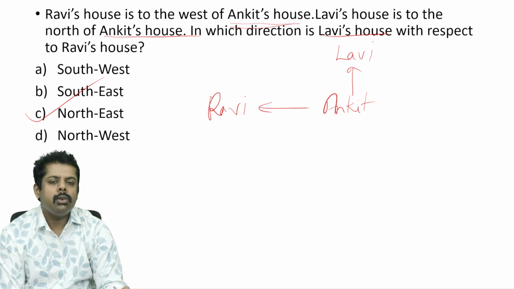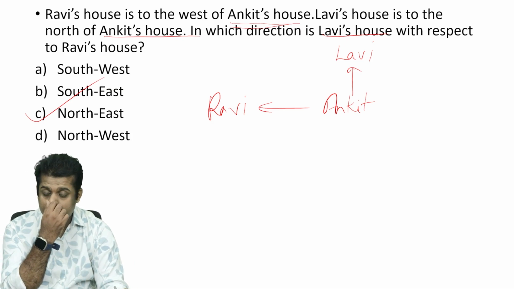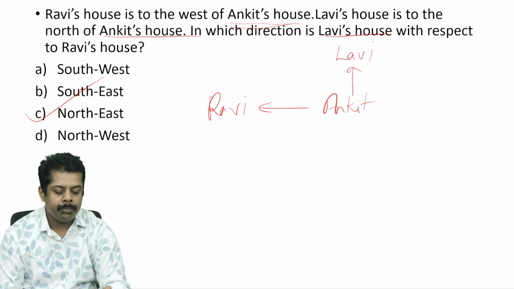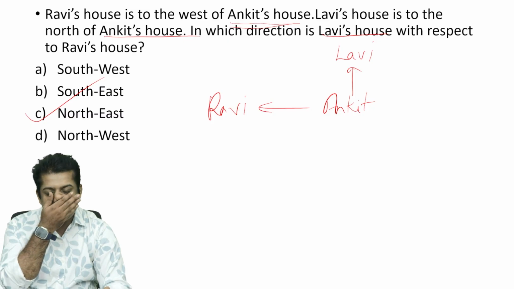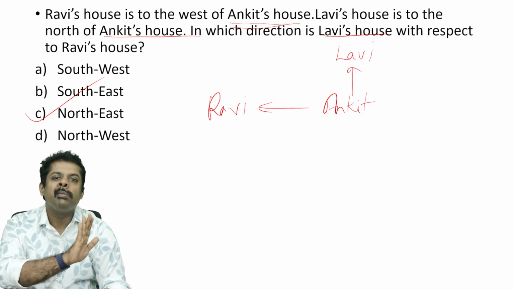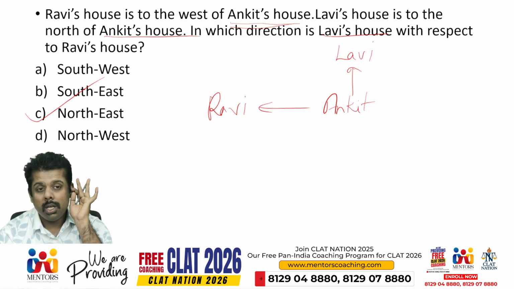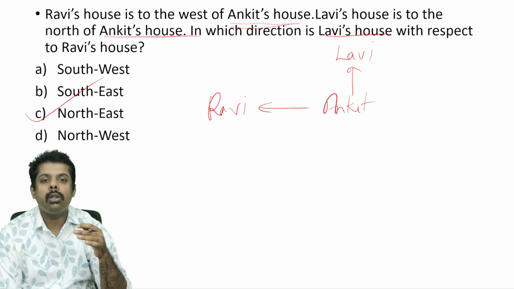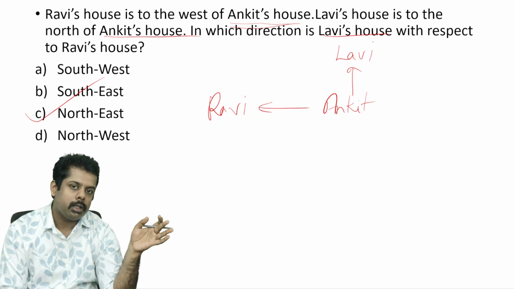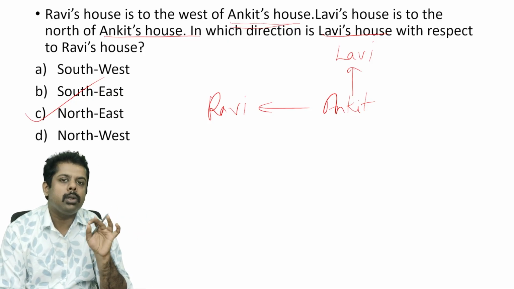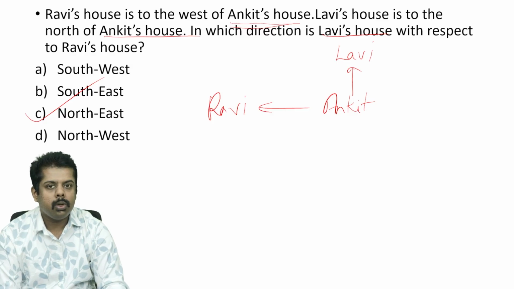So when looking for the direction, you have to just look with respect to whom. Here it is with respect to Ravi. Now you have to place your reference point with respect to Ravi. As we can see, Lavi's house is above him, so north is fixed. But if it is right above, then only we can say it's north. It's towards the right of Ravi's house. Hope that you got it.